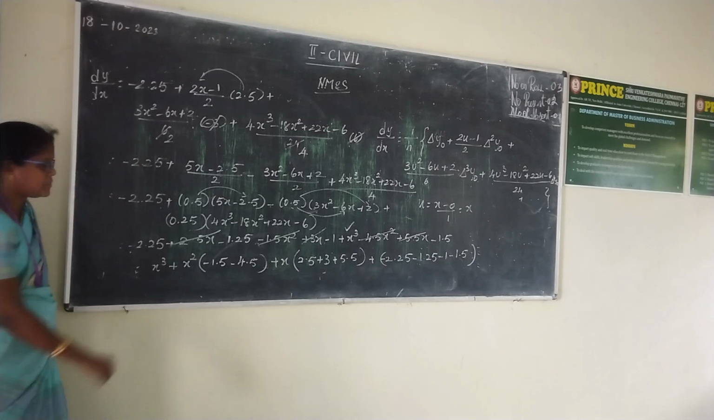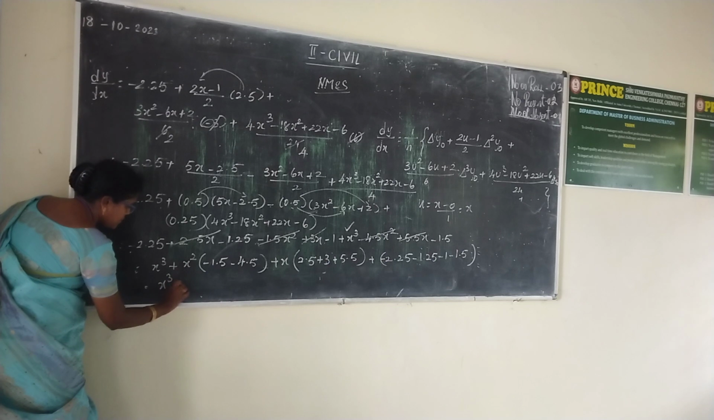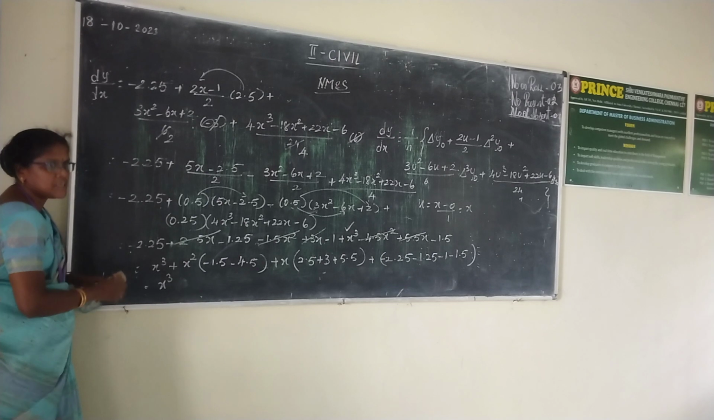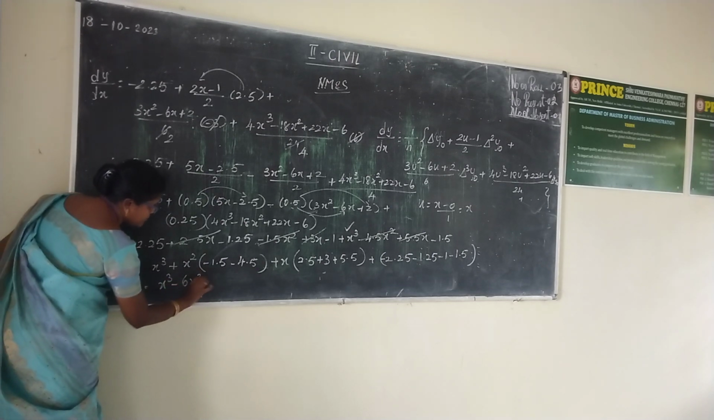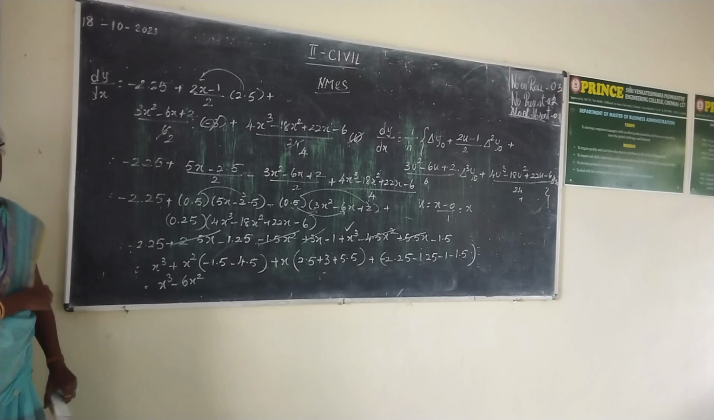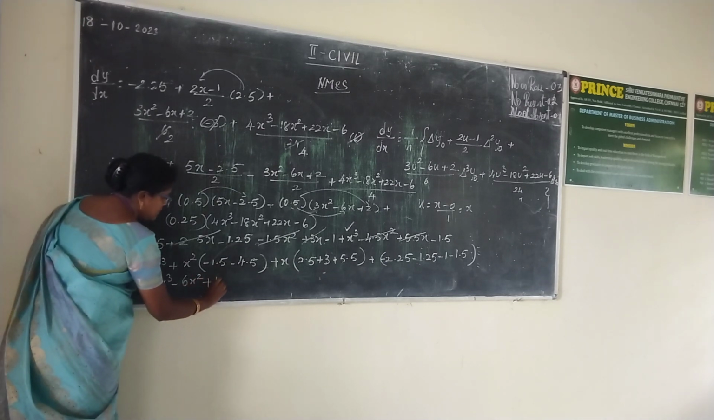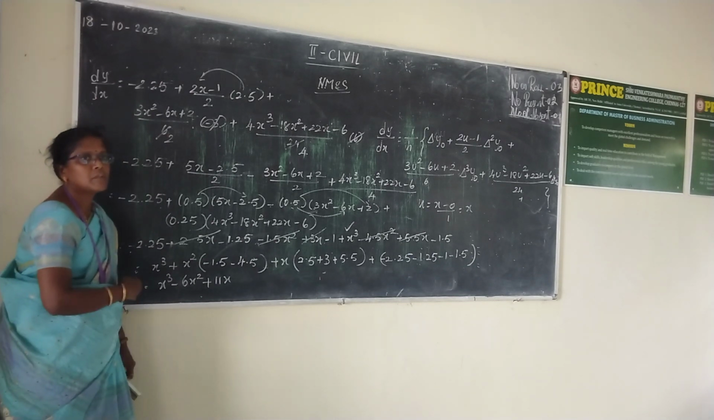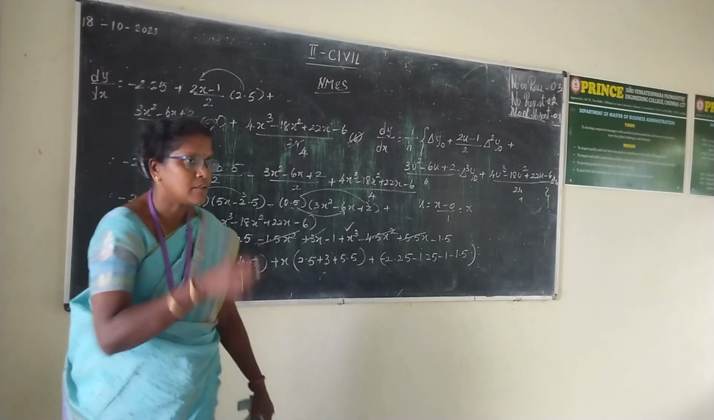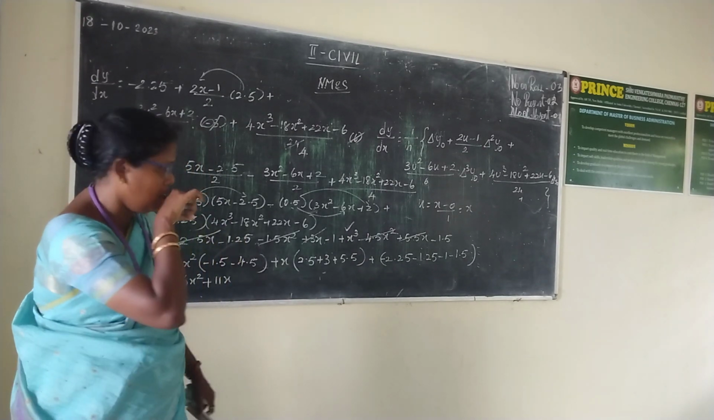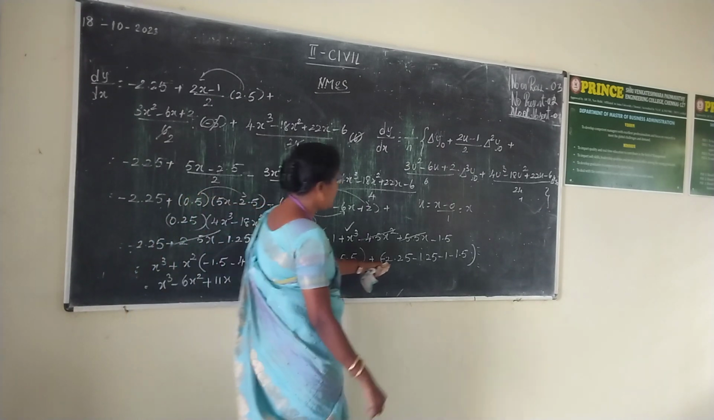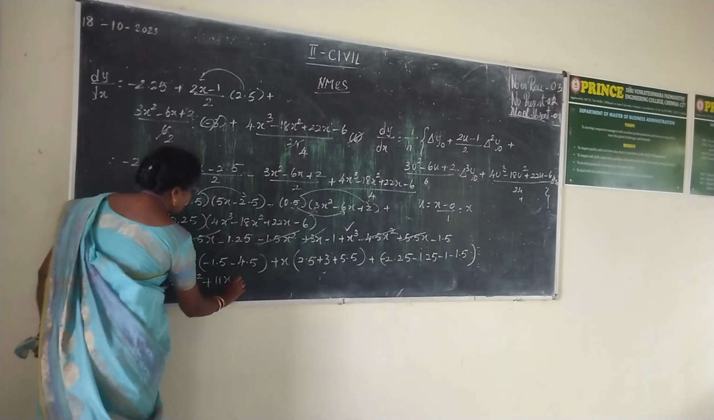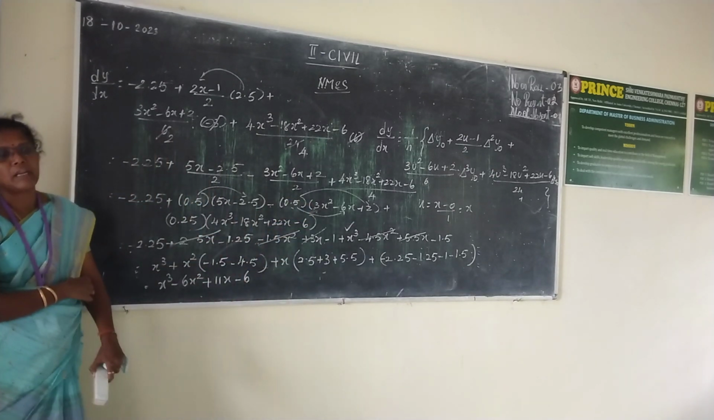Simplify. x cube minus 6x square. x terms, 11x. Constants. Constants. Minus 6. All are negative, no, ma. How will you get 1? Minus 6. Minus 6. All are negative, so how will the answer come as 1?